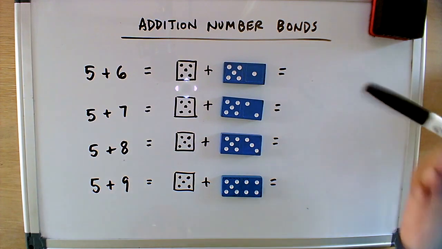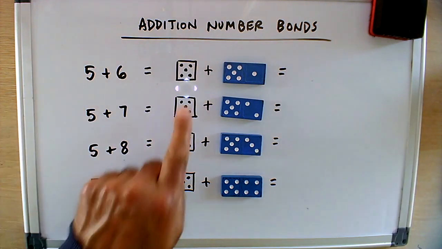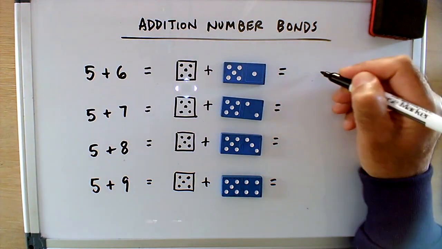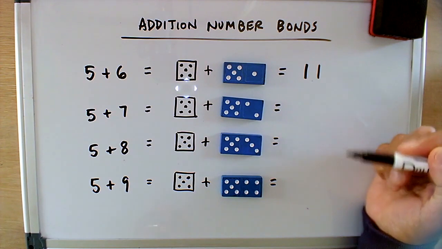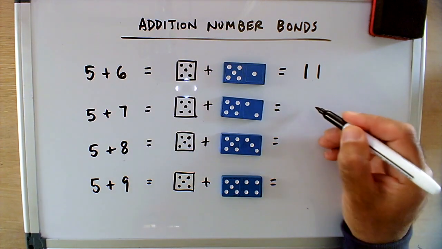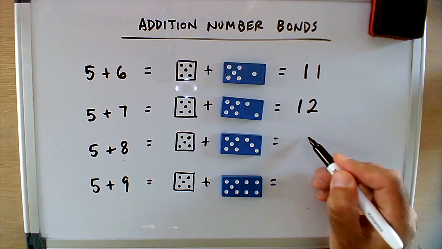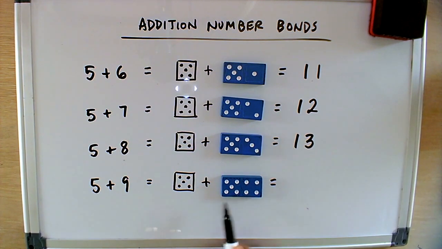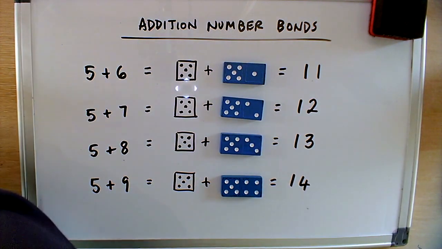So let's do a few questions. If I'm looking at 5 plus 6, so there's my 5 and there's my 6. Concentrate on the outside one, so that has to be a 1, isn't it? And the two middle ones give you the 10, so that's 11. 5 plus 7, so that's a 2 on the outside, and the two middle ones give you the 10. That's a 3 on the outside, when 5 plus 8 is 13. 5 plus 9, there's the 9, with the 4 on the outside, is 14.